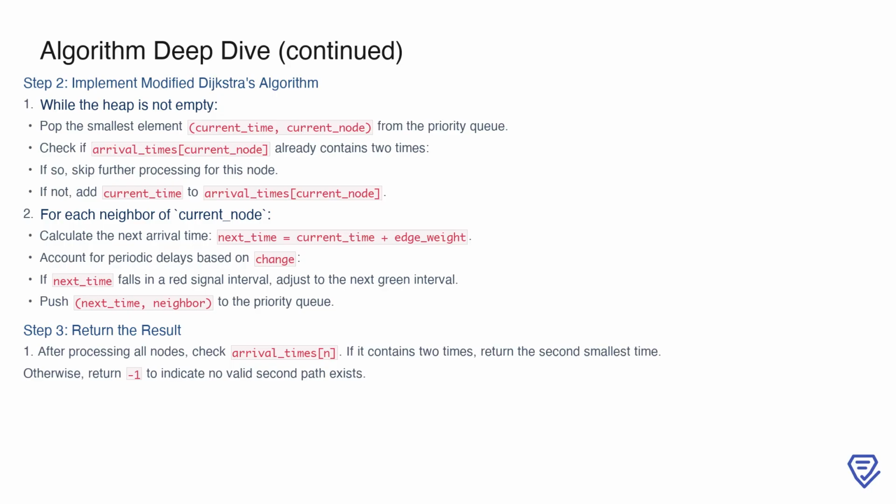After processing all nodes, we check the arrival_times for the destination node, n. If it contains 2 valid travel times, we return the second smallest time as the result. Otherwise, if no second path exists, we return -1.